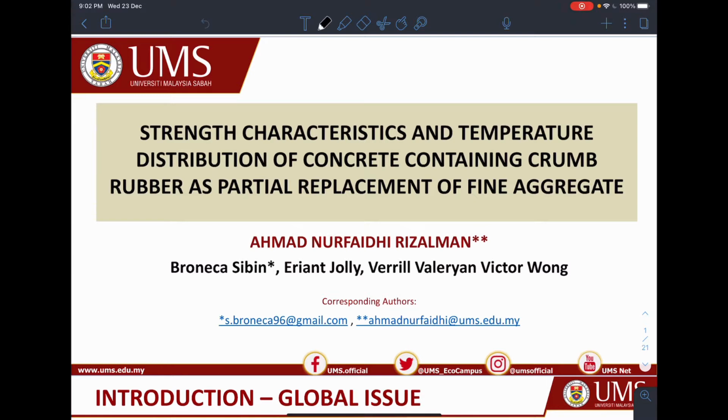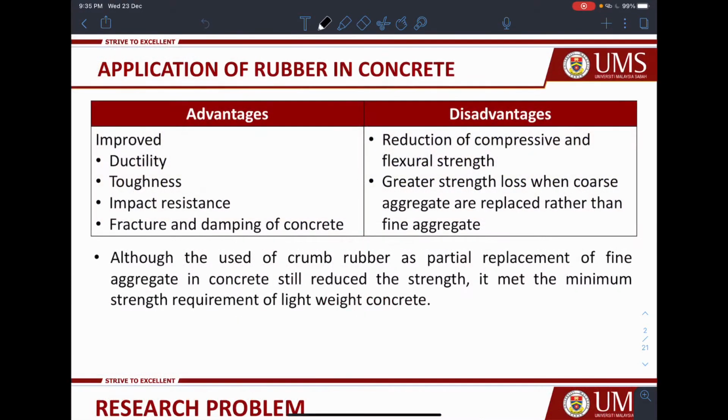My presentation today is strength, characteristics, and temperature distribution of concrete containing crumb rubber as partial replacement of fine aggregate. There has been much research to find applications of rubber in concrete. Many studies discovered that rubber improves ductility, toughness, impact resistance, fracture, and damping of concrete.